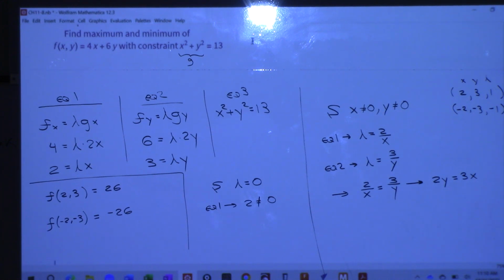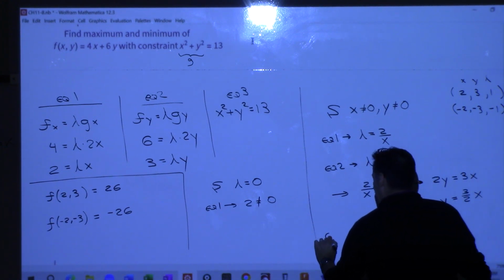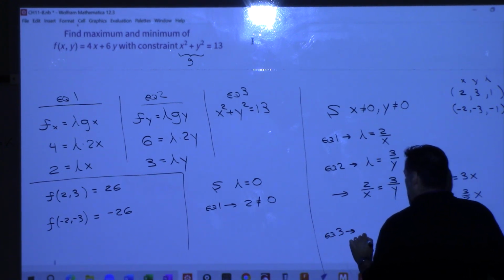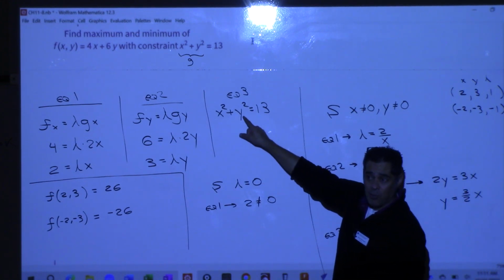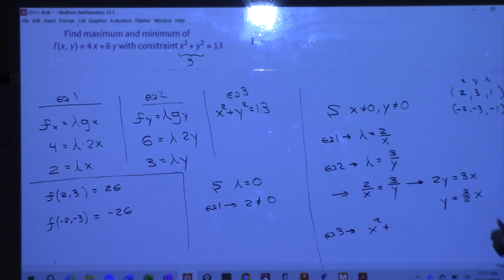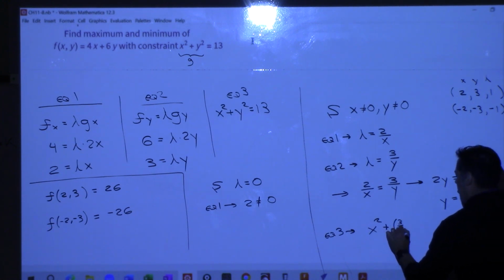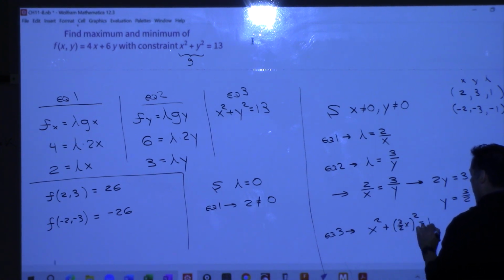And I could go further and solve this for either x or y. Let me solve for y. Y is 3 halves x. We agree? Now I can take this and go to equation 3. Equation 3 tells me that x squared plus y squared, but what's y? 3 halves x squared must be 13.